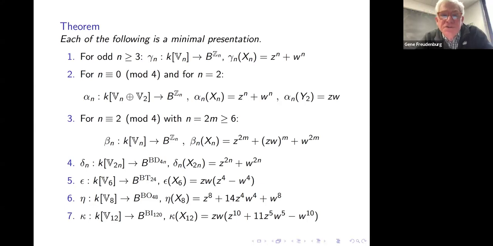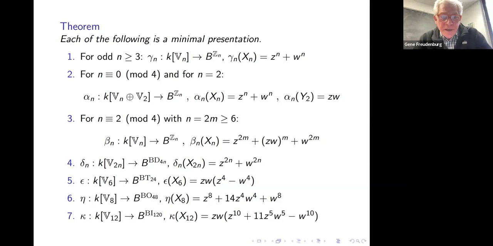On the other hand, for n congruent to 2 modulo 4 with n at least 6, I also get, as in number 1, a presentation using the irreducible module V_n, but the mapping is quite different. This was by far the hardest case. It took me a long time to show that this mapping is surjective. That's the hard part. So you get everything in that ring of invariants.